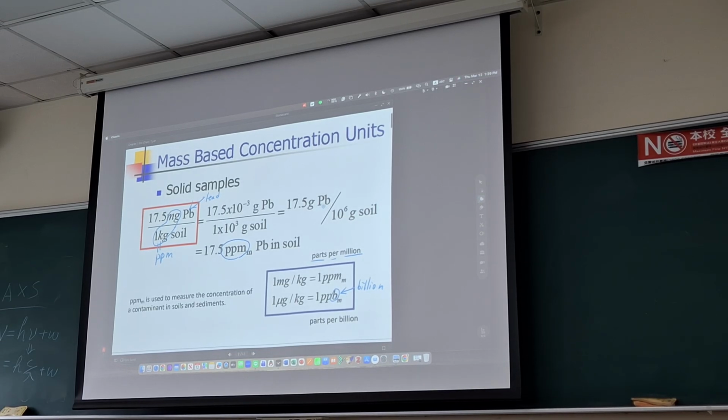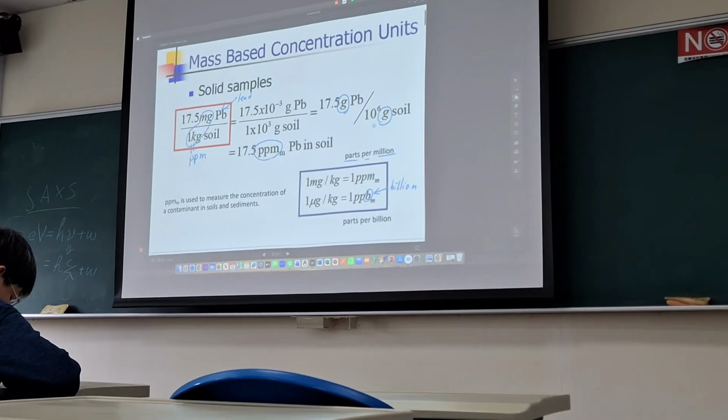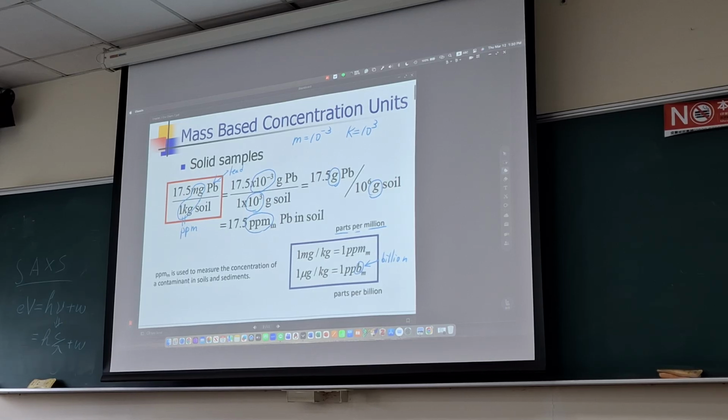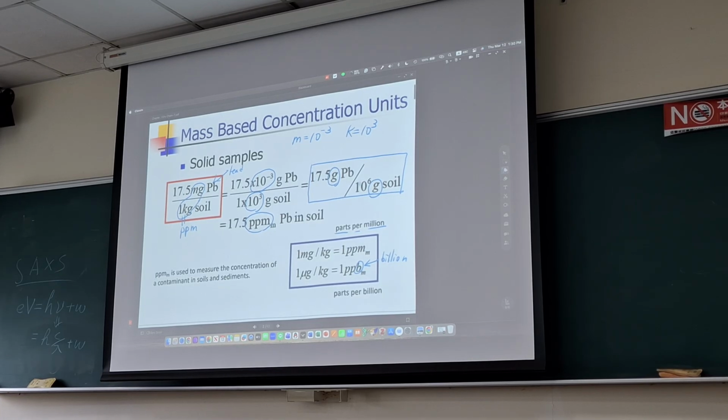Okay, so let's convert this into grams per gram. M stands for 10 to the minus 3. Everyone knows about this, right? And K equals 10 to the power of 3. So this 17.5 milligrams becomes this, and 1 kilogram, K stands for 10 to the power of 3. So in this case, we got 17.5 grams per 10 to the power of 6 grams.